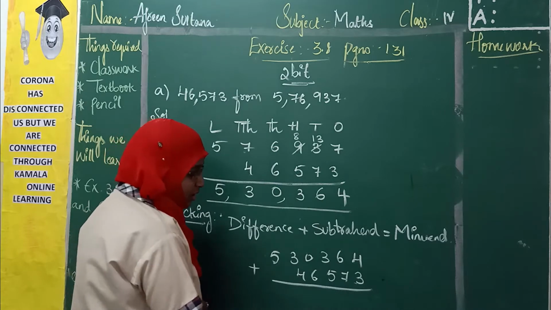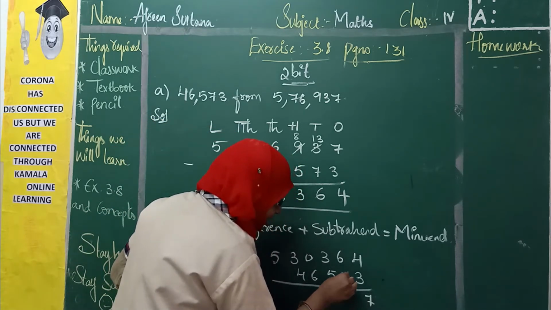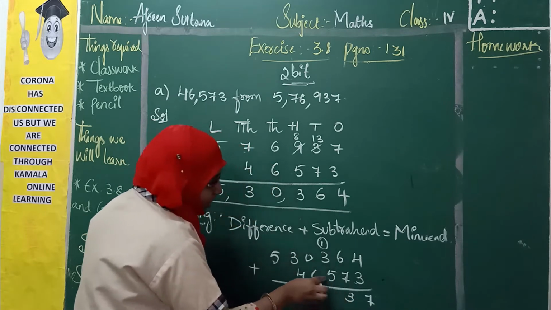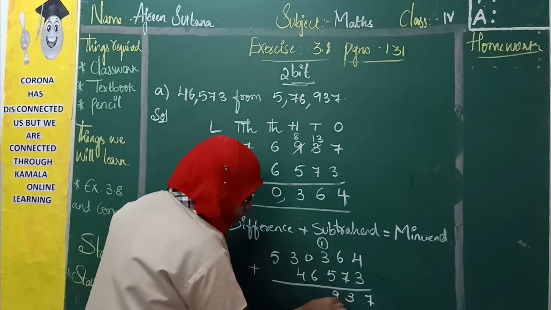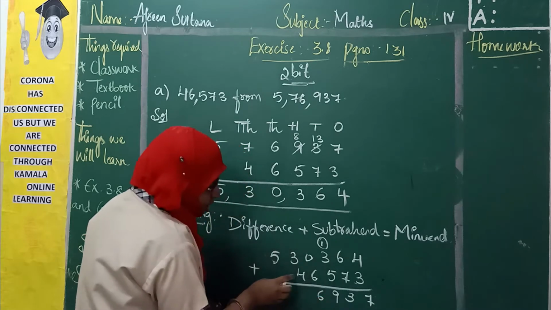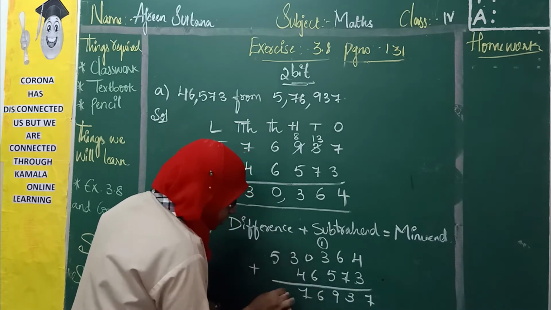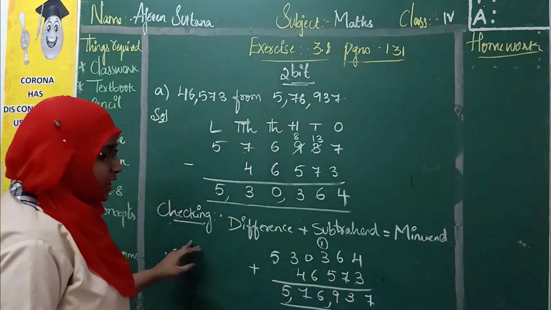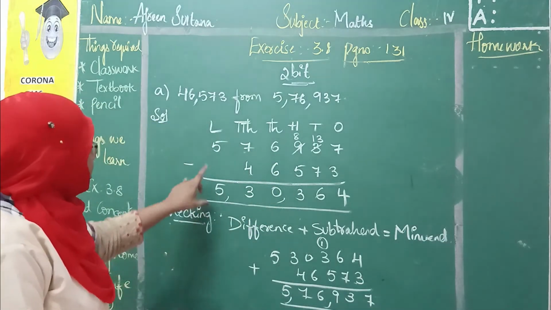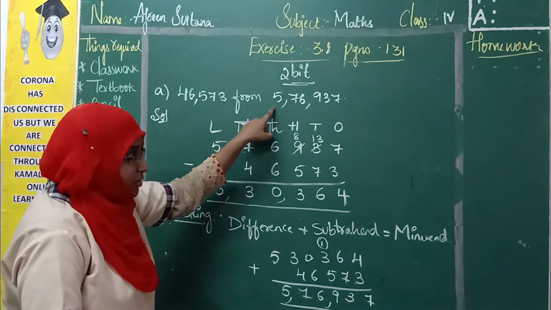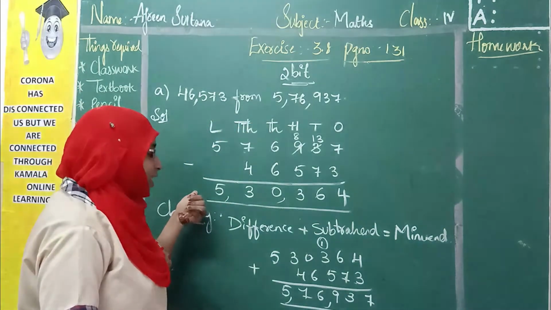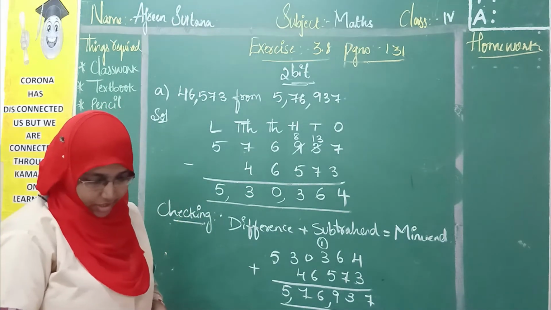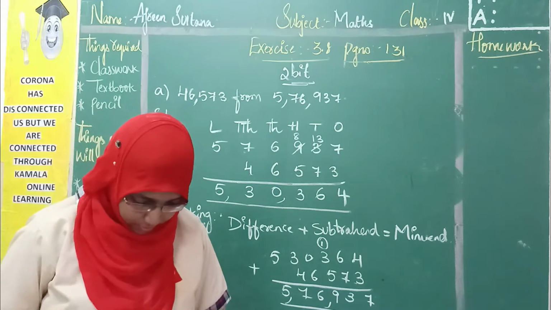4 plus 3, 7. 6 plus 7, 13. So 1 will be carried, 3 will be written down. 5 plus 3, 8. 8 plus 1 is 9. 0 plus 6, 6. 4 plus 3, 7. There is no number, so it is 5. So what is the answer we got? See, 5,76,937. That is exactly our minuend, right? So this is our difference. So whatever answer we got is exactly right. I hope you will write. Please copy down in your classwork.